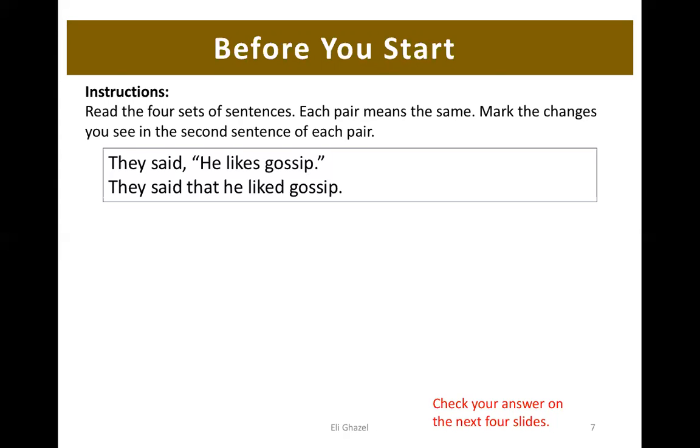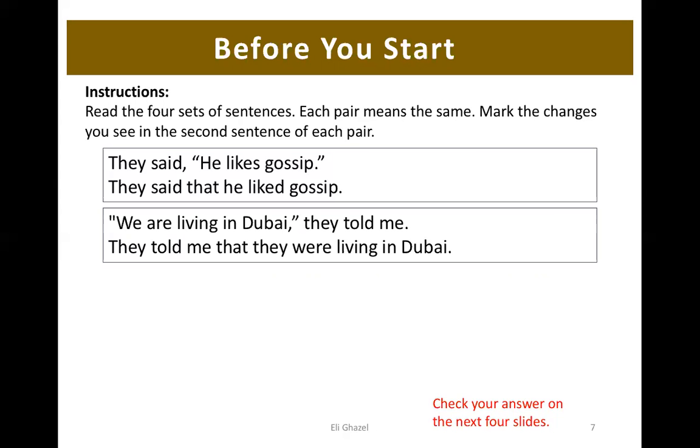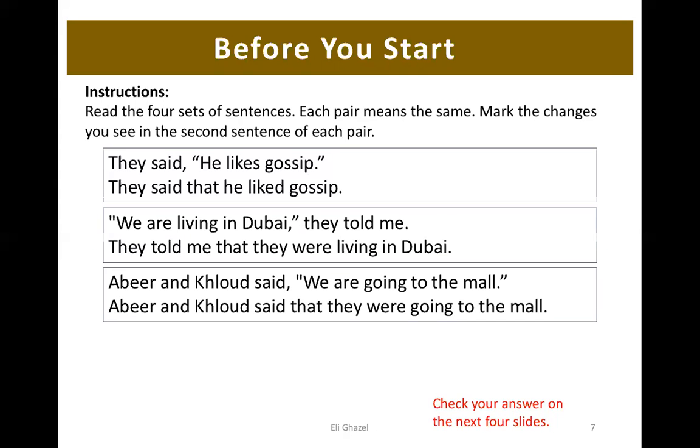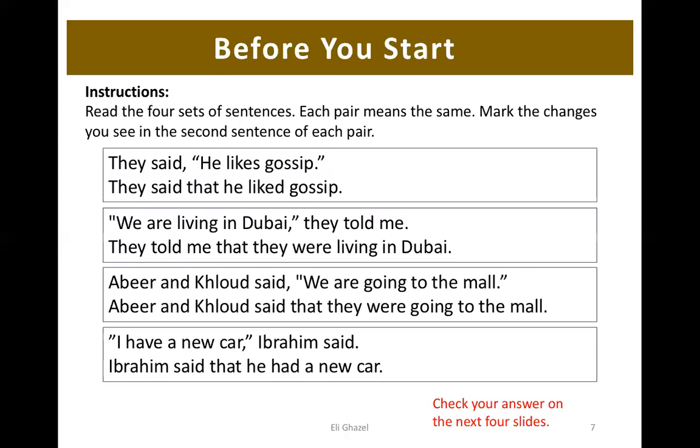They said, he likes gossip. They said that he liked gossip. We are living in Dubai, they told me. They told me that they were living in Dubai. Abir and Khulud said, we're going to the mall. Abir and Khulud said that they were going to the mall. I have a new car, Ibrahim said. Ibrahim said that he had a new car.